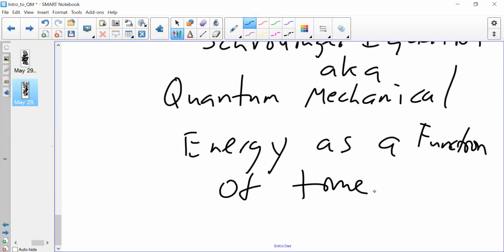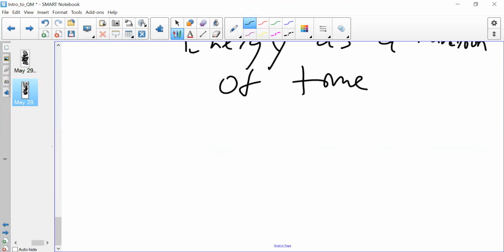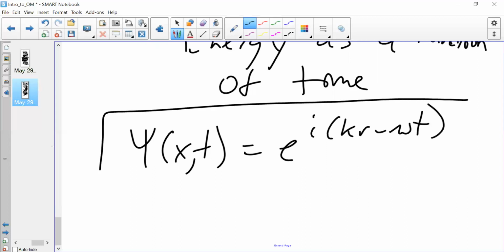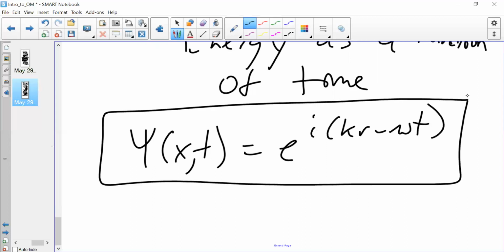Why do we do time? Remember, a wave can exist in space and time. That's why there are two solutions. So at the end of the day, psi of x and t is equal to e to the i k r minus omega t. This is the full wave function in terms of space and time.